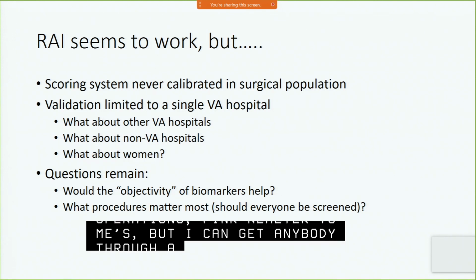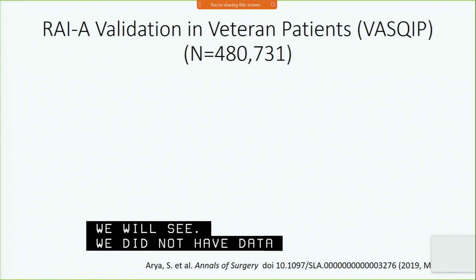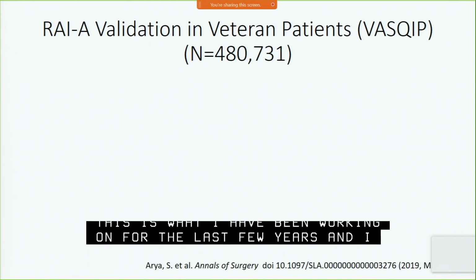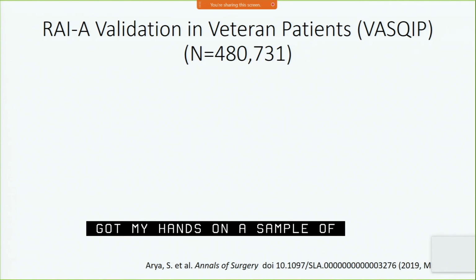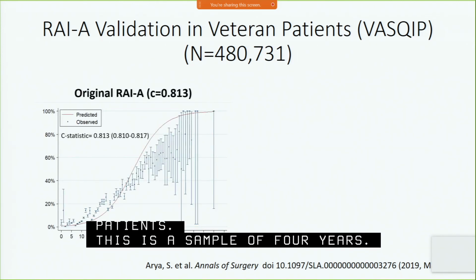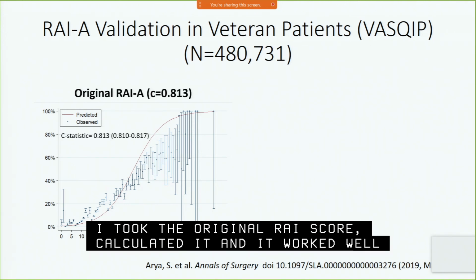So this is what I've been working on for the last few years. I first got my hands on a sample of about 500,000 veteran patients from the VA Surgical Quality Improvement Project. This is a representative sample of 4 years of VA's book of business. And I took the original RAI score, calculated it, and lo and behold, it worked pretty well with decent discrimination and relatively decent calibration as originally intended, as Dr.